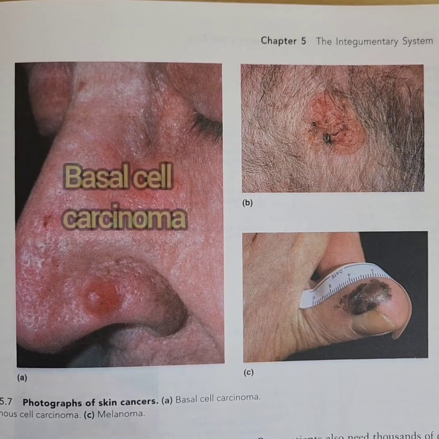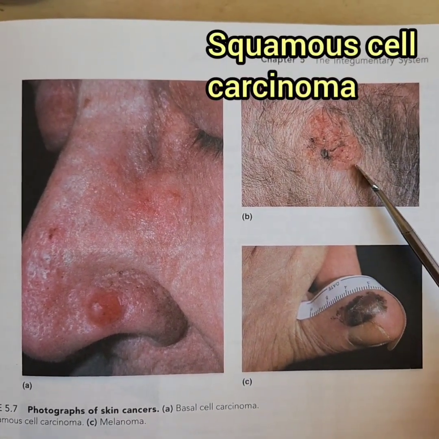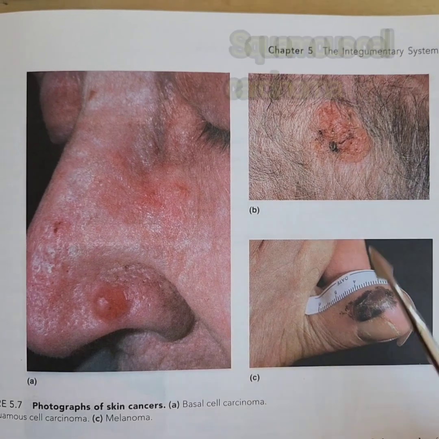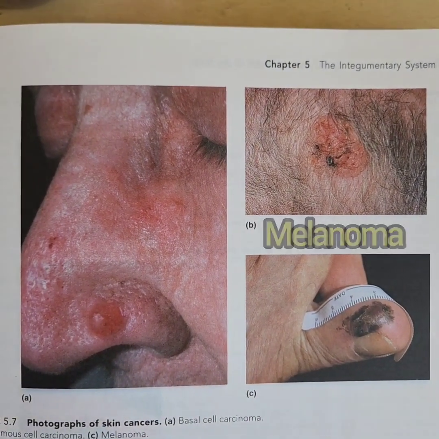Basal cell carcinoma arises from stratum basale. Squamous cell carcinoma usually arises from stratum spinosum. Melanoma is cancer arising from melanocytes, which is pigmented.